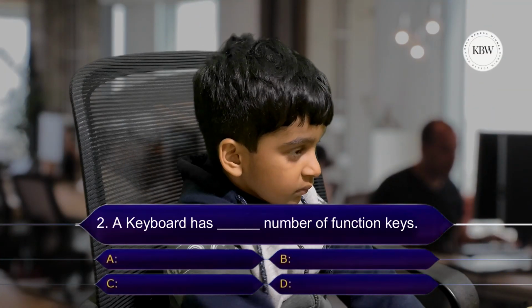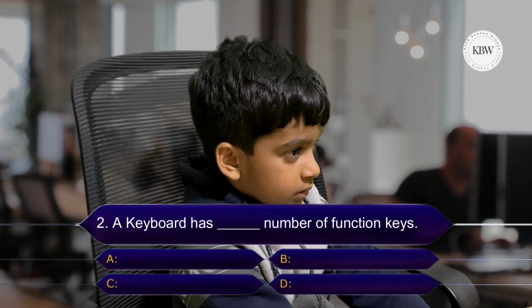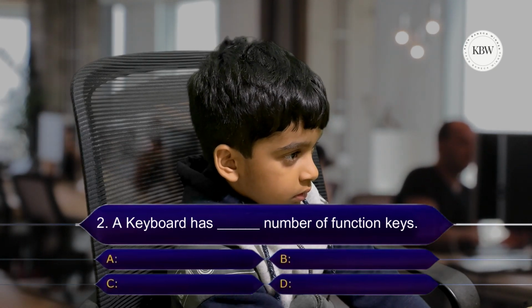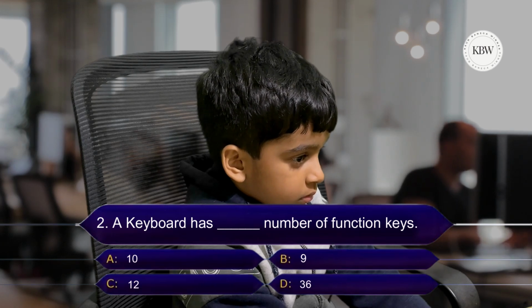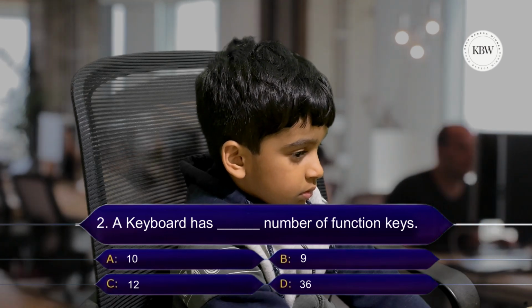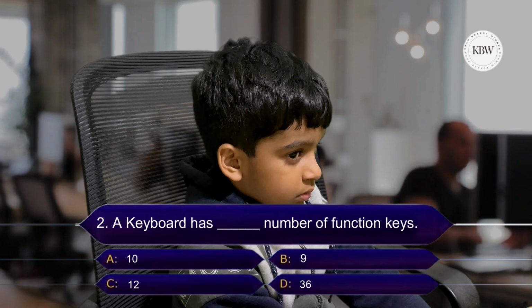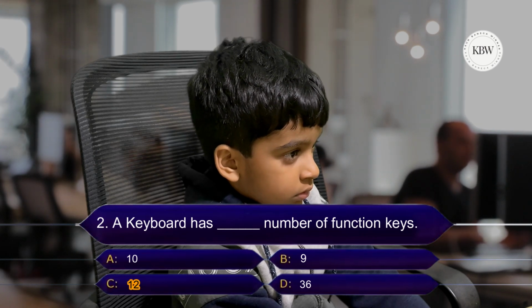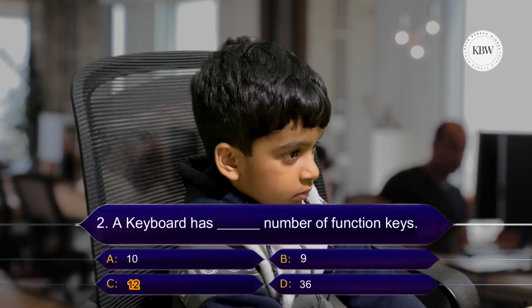Okay, next question, Vihaan. A keyboard has blank number of function keys. Options are A 10, option B 9, option C 12, option D 36. Which one are you thinking, Vihaan? 12. Correct. This is also right, Vihaan. You got 200 points. Very good, Vihaan.